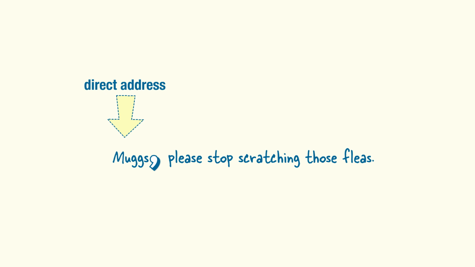Now add a name at the beginning to show who is doing all that scratching. That would be Muggs. Muggs, please stop scratching those fleas. Good. In this sentence, Muggs is the one being addressed directly. Notice how you said that. Muggs, pause, please stop scratching those fleas. You paused before getting to the main point. You can show that interruption by placing a comma where you want the reader to pause.